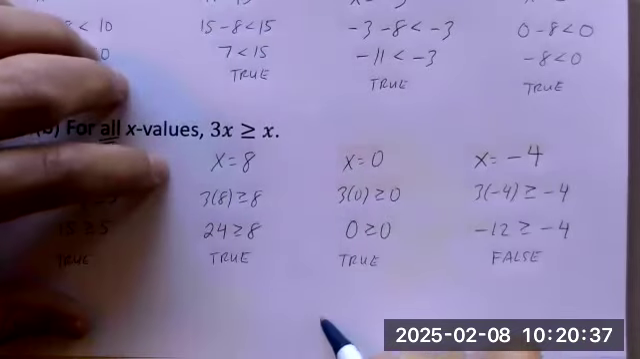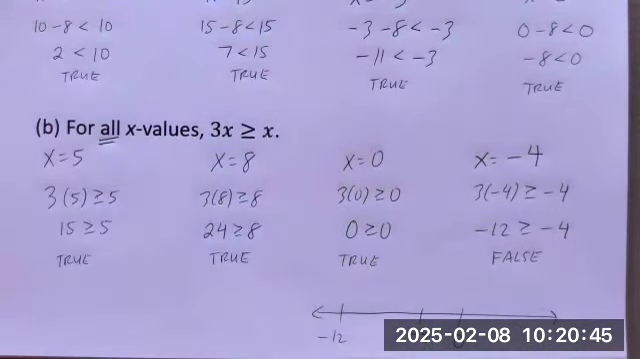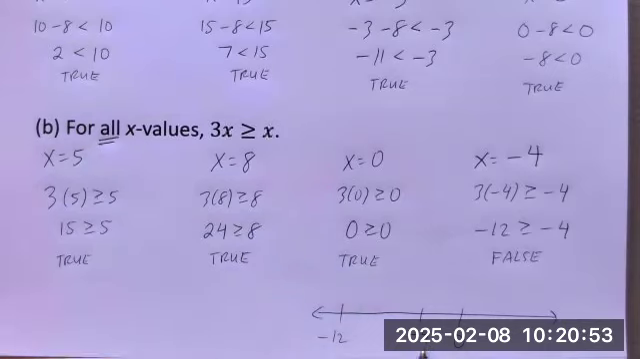Again, remember, if you think about a number line, you've got 0 right there. -12 is way over there. -4 is much closer to 0. The number that's further to the left is considered the lesser number, and the number further to the right is considered the greater number. So -12 is actually less than -4. It's definitely not greater than or equal to it. So that's why we're saying false.